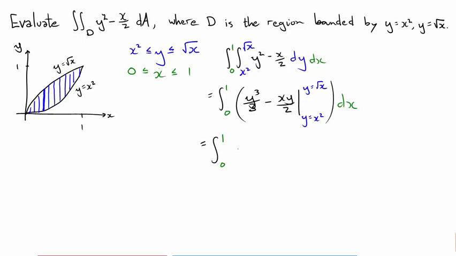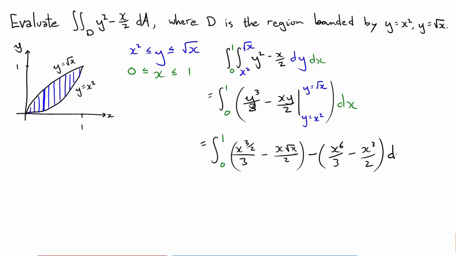So this will replace every instance of y with root x, and that will give x to the power of 3 over 2 over 3 minus x root x over 2, and then subtract, replacing every instance of y with x squared. That'll give x to the power of 6 over 3 minus x cubed over 2.